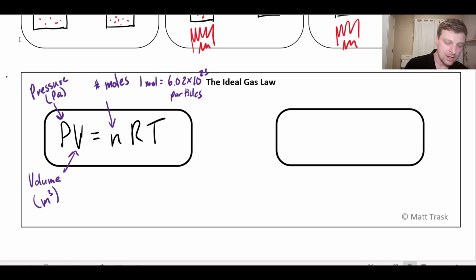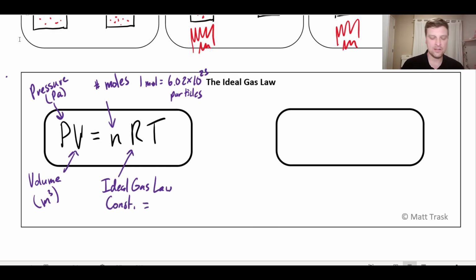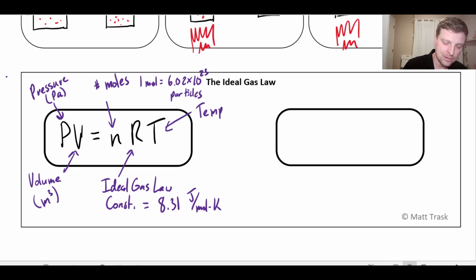And R is just a constant. So R is the ideal gas law constant. And it has a value of about 8.31 joules per mole Kelvin. And then, of course, last but not least, here T, I've got temperature. And we need to make sure we measure our temperature in Kelvin, K.